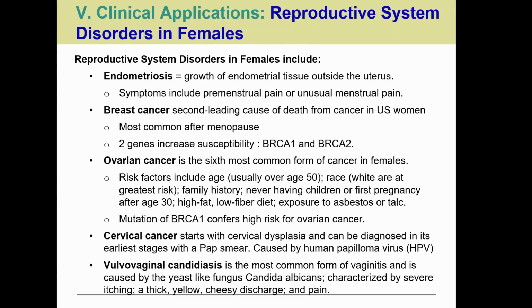Vulvovaginal candidiasis, or candidiasis, this is what's called a yeast infection. This is an overgrowth of the fungus Candida albicans. This is a normal microorganism found in the vagina, but because of certain factors, it has overgrown. This can lead to itching, a thick yellow cheesy discharge, and pain. It's something that can be treated over the counter. There are plenty of treatments like Monistat and whatnot that can be used for this. And it's really, really common. It's a really, really common issue for people with vaginas.